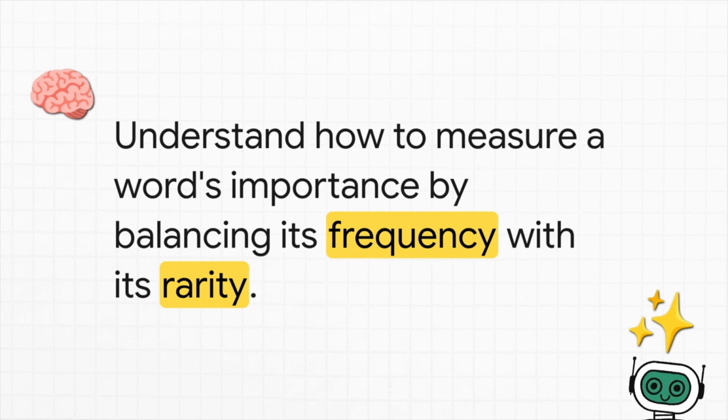And by the end of this quick explainer, you'll get the core intuition behind it, how it measures a word's importance by striking a perfect balance between how often it appears and how rare it is overall.